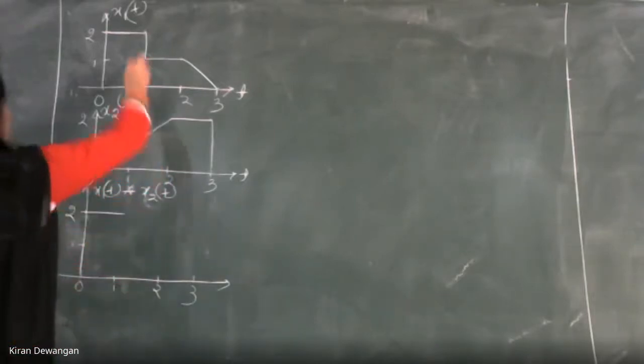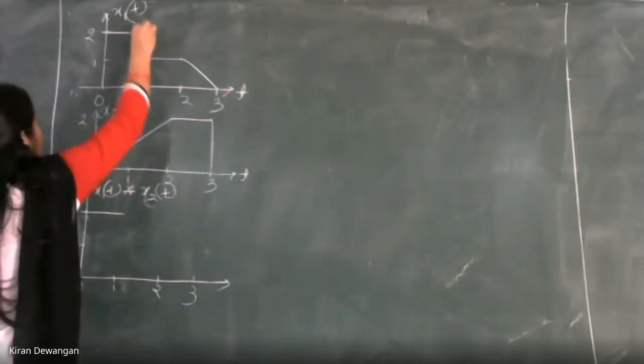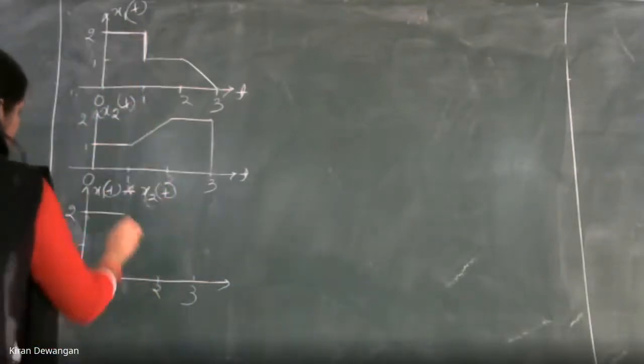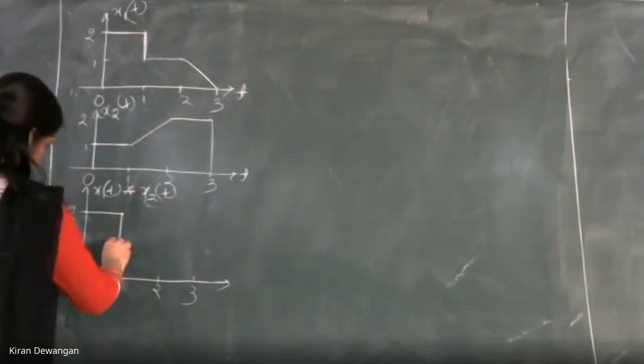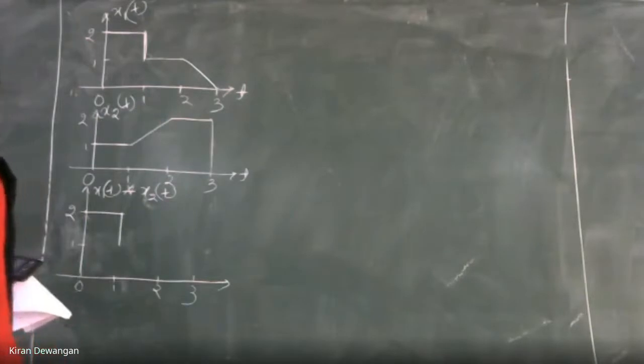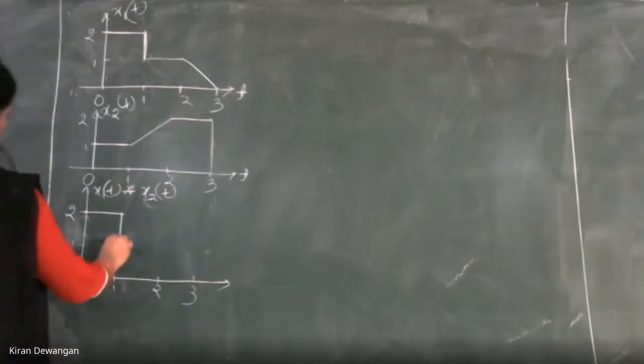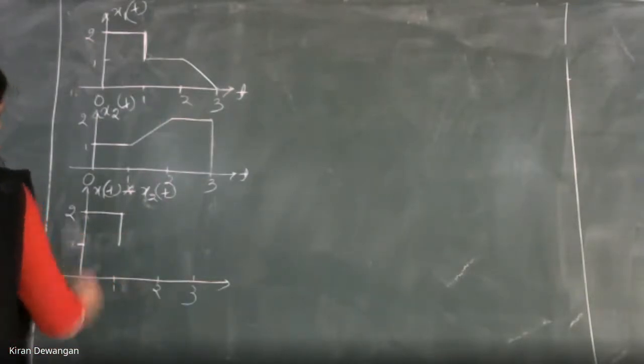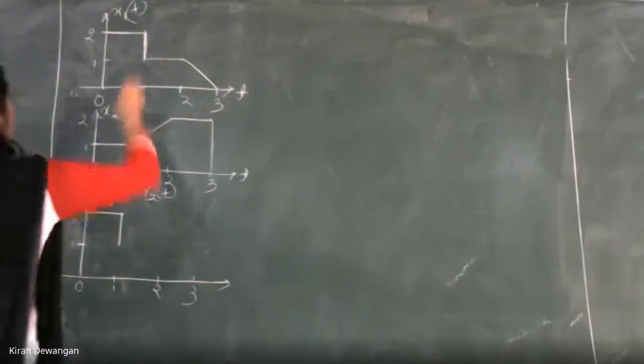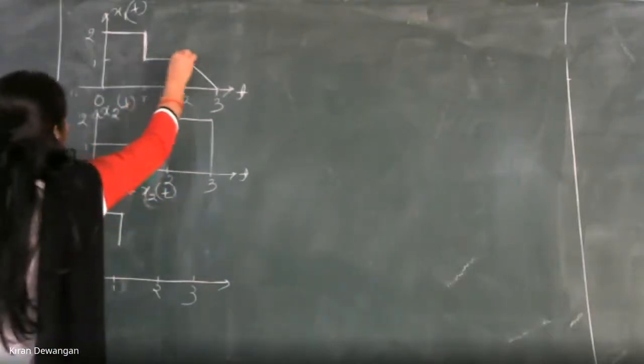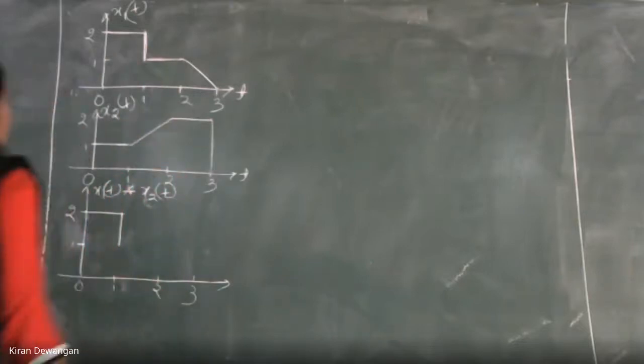Now, what happens at 1? There is a drop. We cannot just ignore this drop. So, there will be a drop at 1. At 1, there will be a drop, and it will come down to level 1. Now, between 1 to 2, there is a constant value 1 here in x1(t).